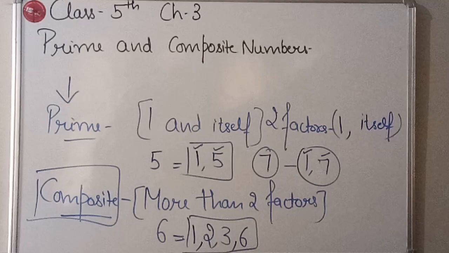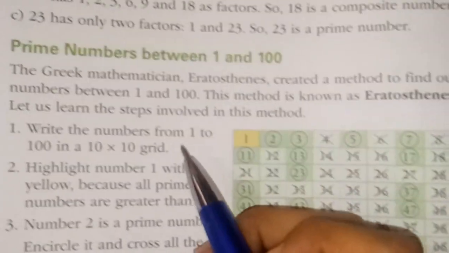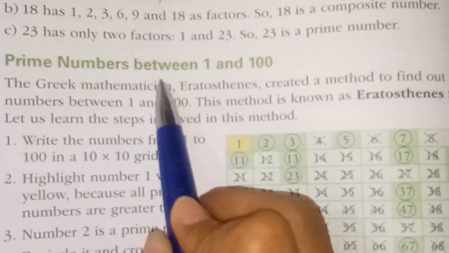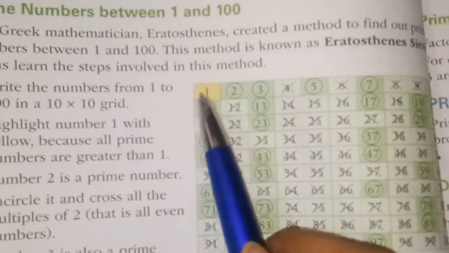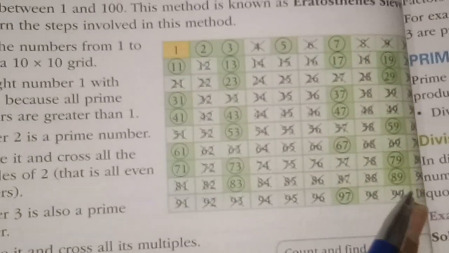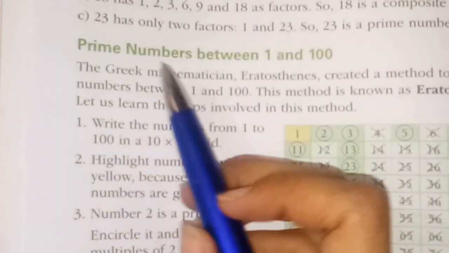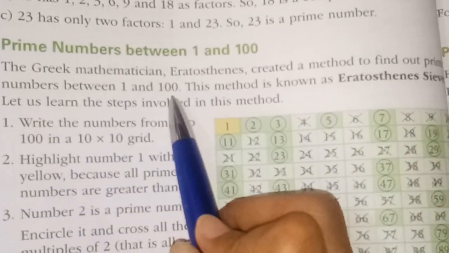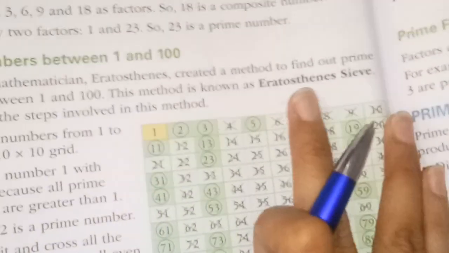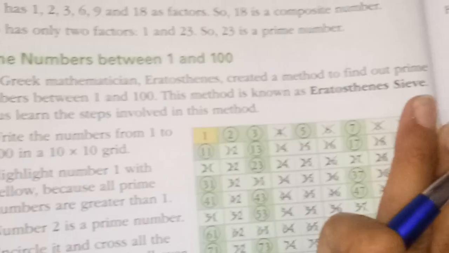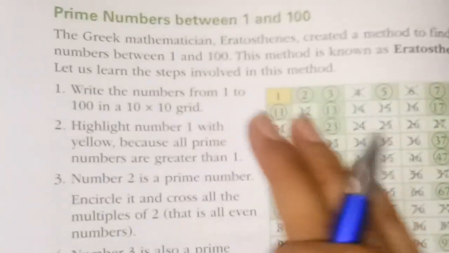So children, next we have prime numbers between 1 and 100. Now we have to find out the prime numbers between 1 and 100. So what is this method called? The Greek mathematician Eratosthenes created a method to find prime numbers between 1 and 100. This method is known as Eratosthenes sieve. So now we have to learn the steps involved in this method.